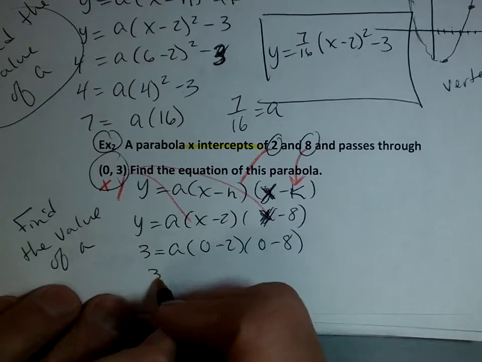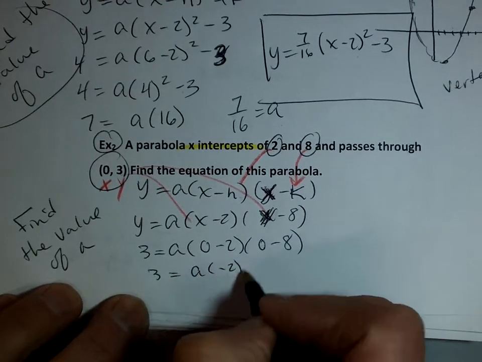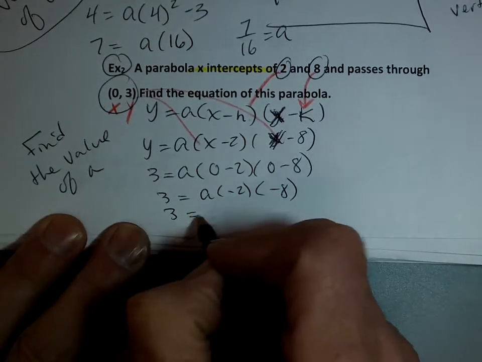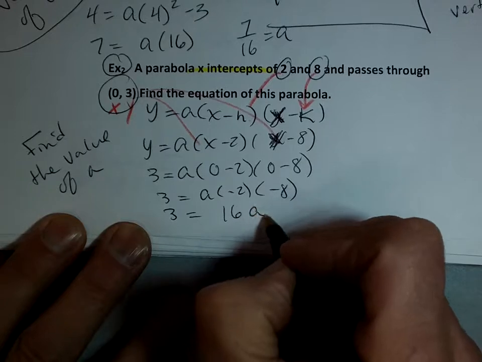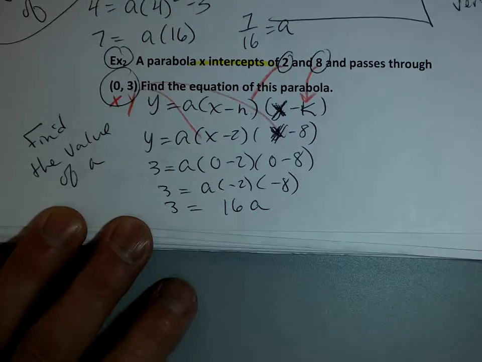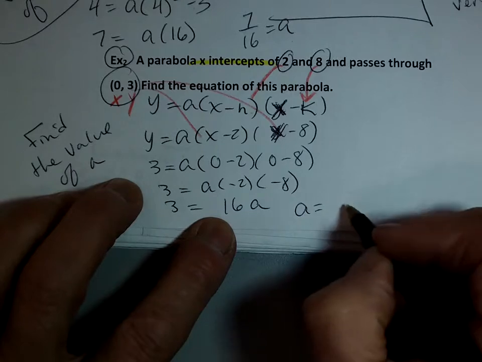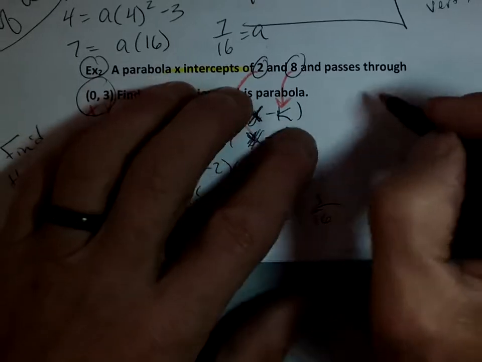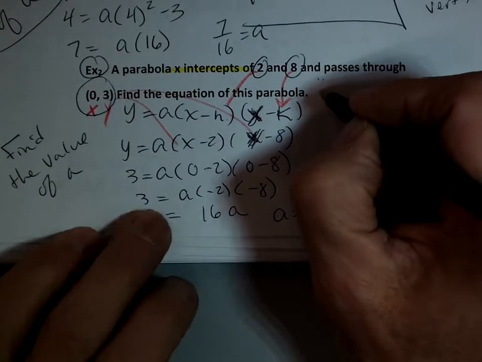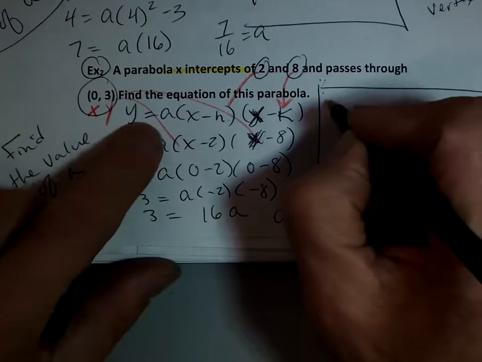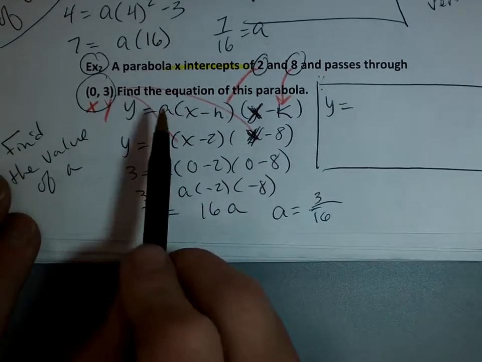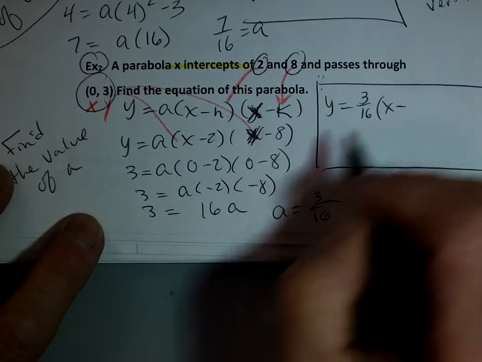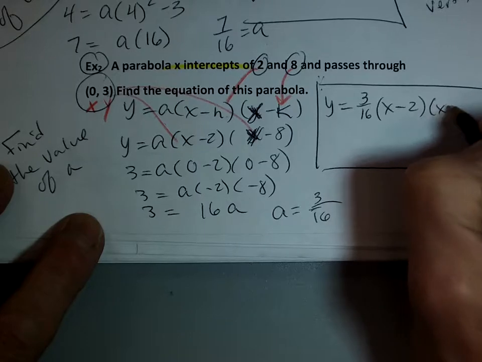So I've got 3 equals a times negative 2 times negative 8. 3 is equal to 16a. Divide, and I get a equals 3/16. Okay, now all I got to do is plug it back into my formula. So my formula is going to be y equals, and I know the value of a, right? The value of a is 3/16, times (x minus 2) times (x minus 8). Okay?